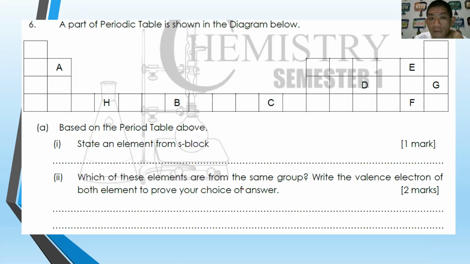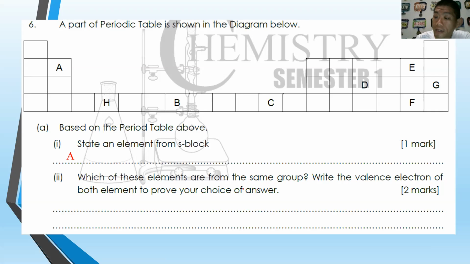A part of the periodic table is shown in the diagram below. So you have A, B, C, D, E, F, G, H. All these are not represented by the actual symbol. Based on the periodic table, state an element from X block. So the element from X block is A, and then B. Number 2, why these elements are from the same group. Write the valence electron of both elements with your answer.